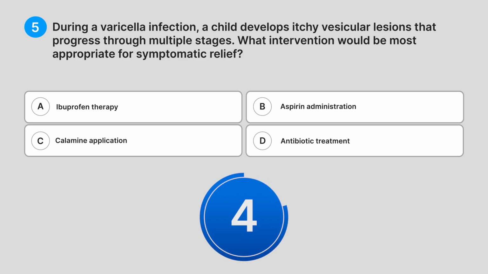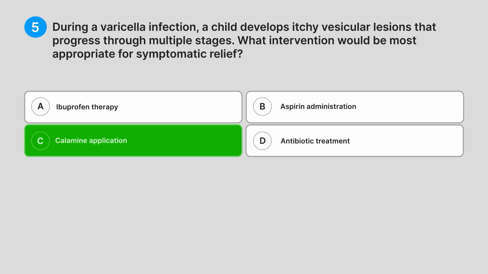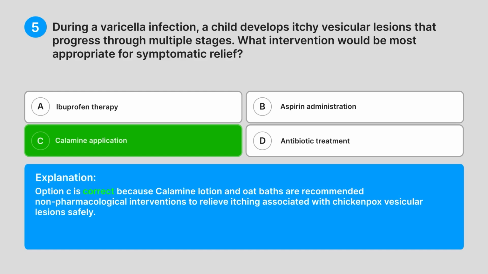Can you guess the answer? Correct answer, C. Calamine application. Explanation: option C is correct because calamine lotion and oat baths are recommended non-pharmacological interventions to relieve itching associated with chickenpox vesicular lesions safely.